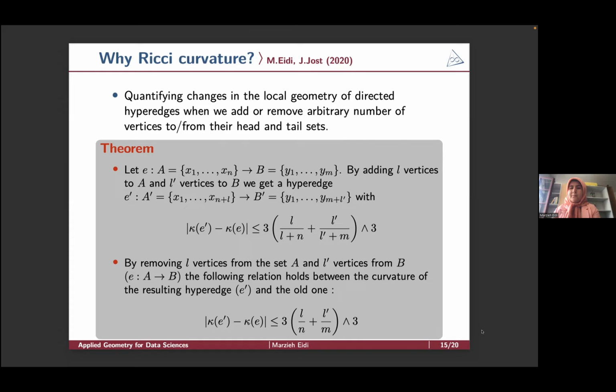So the theorem says if we have a hyperedge from set A to set B, by adding L vertices to set A and L prime vertices to set B, we get another hyperedge E prime, such that the difference between the curvature of E and E prime is bounded above by this amount. Also, by removing L vertices from set A and L prime vertices from set B, the following relation holds between the curvature of the resulting hyperedge and the one that we already had. So these are bounds we can get by removing or adding vertices to set A and set B.